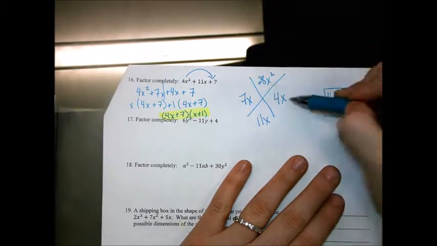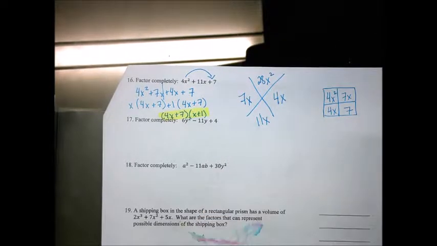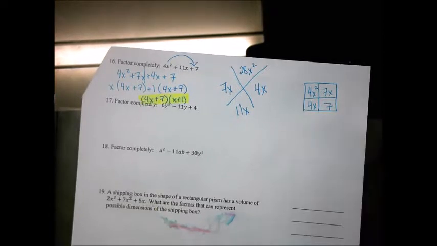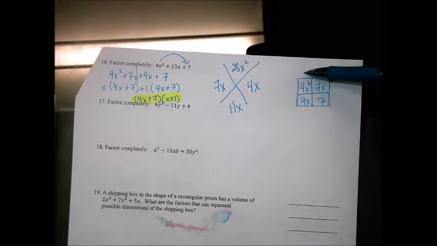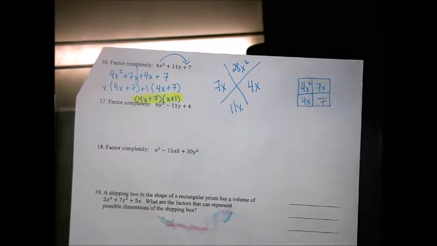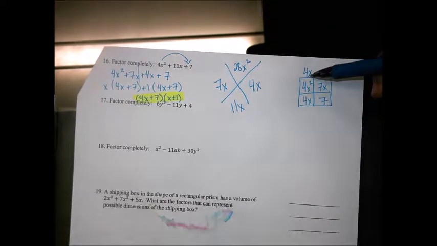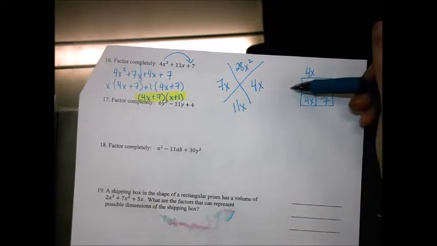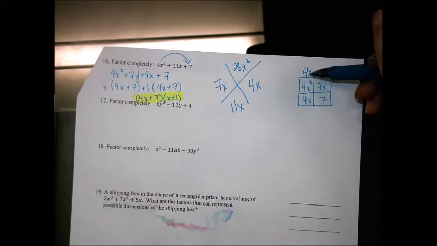You're still using the 7x and 4x. And then there are some different things we do to find the outside, but you want to look for your greatest common factor. So this one's easy to see because they both have 4s and they both have x's. So this is 4x. You could try 2, but if you had a 2 over here, you wouldn't get to a 7, so that would be difficult.